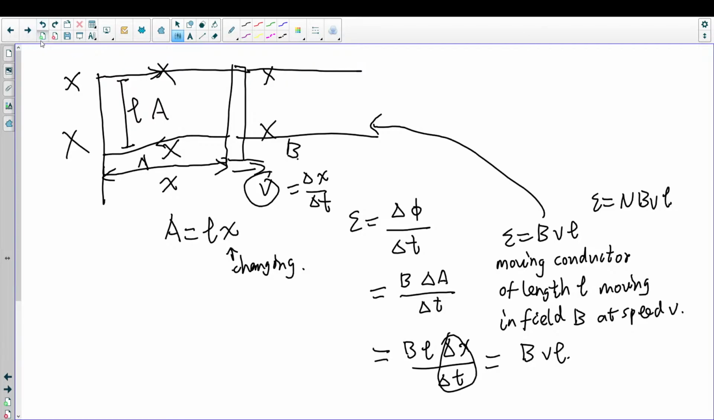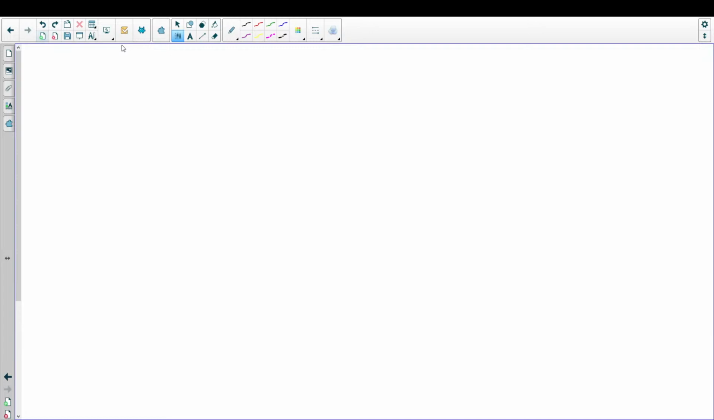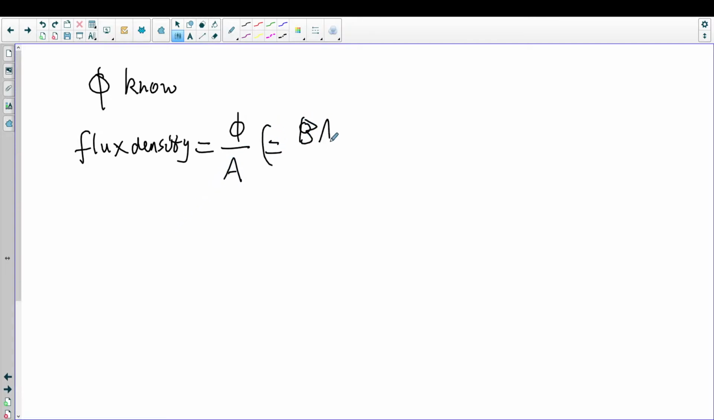Wrapping it up, the last thing I want to introduce is pretty straightforward. If we know the flux, what do we want to know? The flux density, which is the average flux per area. You may notice that this is just the magnetic field. So flux density and magnetic field strength are one and the same.